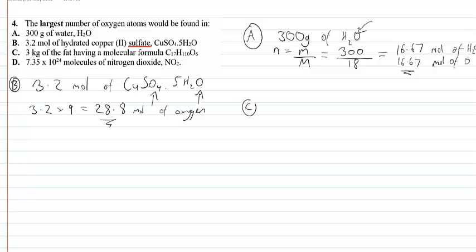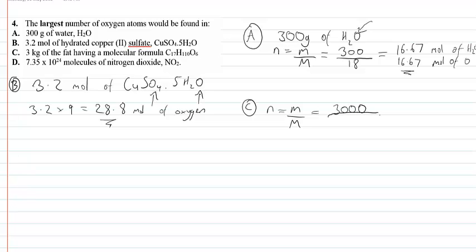Let's do C over here. So 3 kilograms of the fat having a molecular formula C17H110O6. All right, so again, we're going to need to use n equals m over M. We need to know how many moles of this fat, how many molecules of this fat we have. So we need this formula. Now, the actual mass we've been given is 3 kilograms, but we always want that in grams. So we've got 3,000 grams is our actual mass.